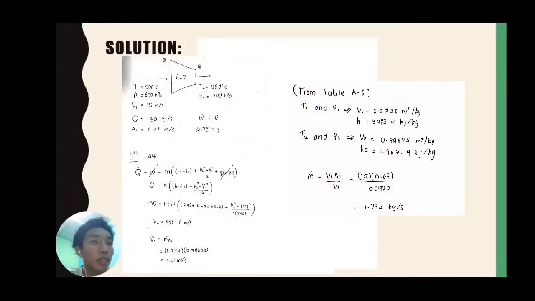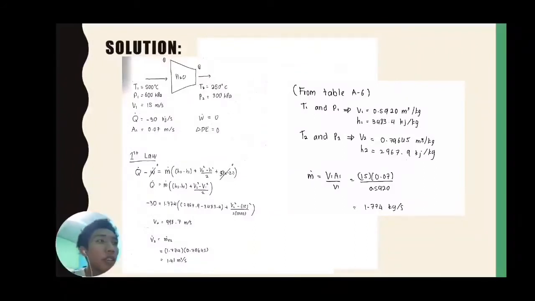Next, at table A6 with the given T1, T2 and P1, P2, we can get the values: v1 is 0.5920, h1 is 3483.4, v2 is 0.79645, and h2 is 2967.9. From that, we can now find the m dot, which is equal to 15 times 0.07 divided by 0.5920, equal to 1.774 kilogram per second.